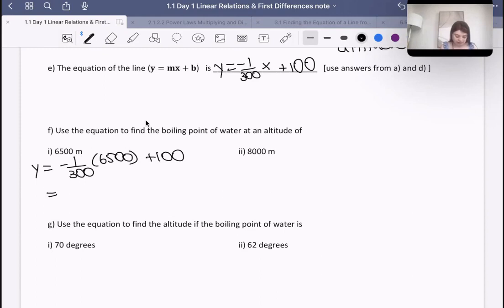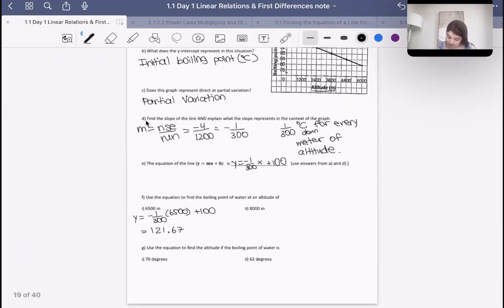What is -1/300 times 6,500? Okay, well that's 21 2/3. And then we add 100 to that, and we get 121 2/3. So I'll just round to 0.67. And that's going to be our boiling point in degrees Celsius.